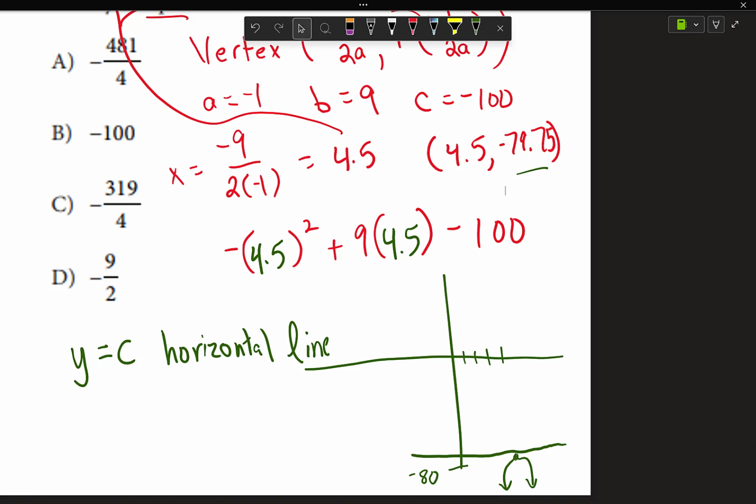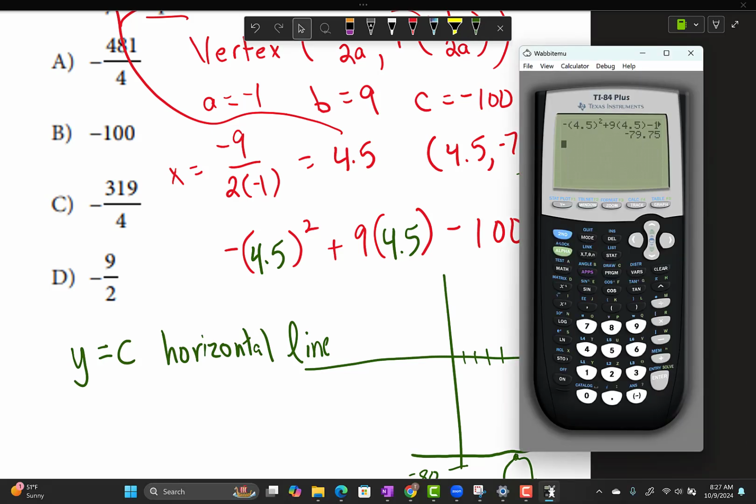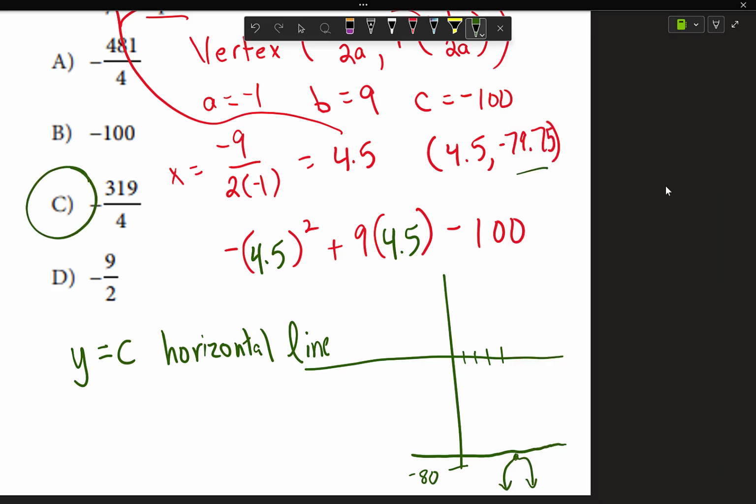So let's double check. I left off the negative, but that's okay. Not negative 481 divided by 4. We know it's not negative 100. So my guess is it's negative 319 divided by 4. Yep, there it is. So answer C. This would be a horizontal line that goes right through that vertex.